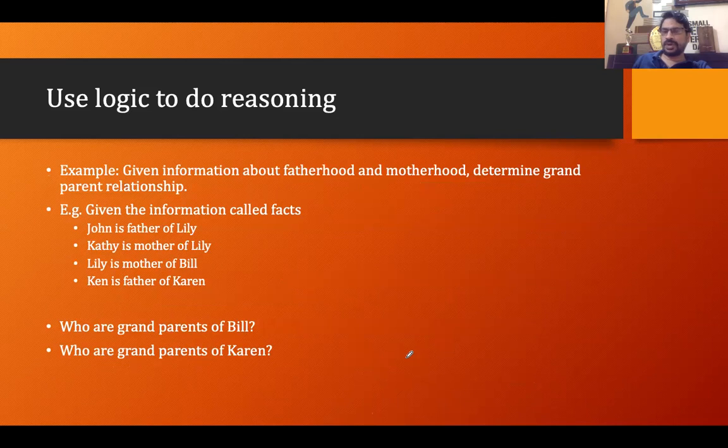Let's jump into Prolog and try to understand the concept of Prolog. This is an example which we can represent using Prolog. Given information about fatherhood and motherhood, determine the grandparent relationship. Now what is the information, or the facts that we have? John is the father of Lily. So John is a father, right? Kathy is the mother of Lily.